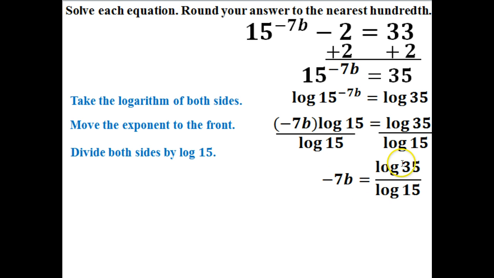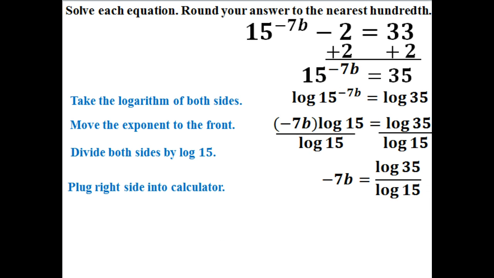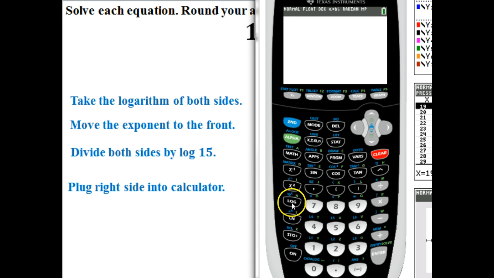Problem is I've got this log 35 and this log 15 that I've got to get rid of. So my next step is to plug whatever this right side is into the calculator. That way I can get rid of all those logs. Let me clear this out. It was 35 and 15. So I go up to my log button, log 35, and make sure that you close your parentheses, otherwise it will give you the wrong answer, divided by log 15. Again, I close my parentheses.